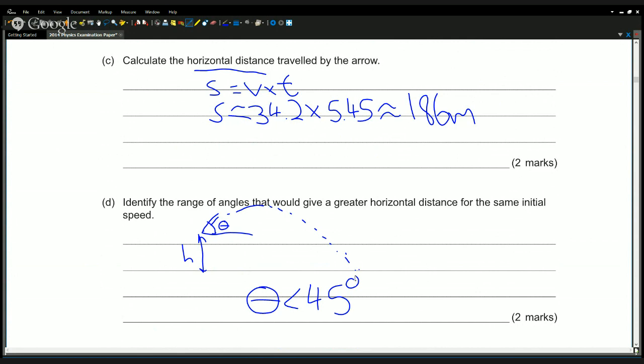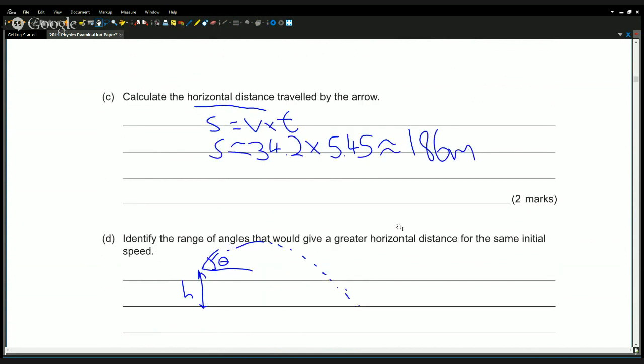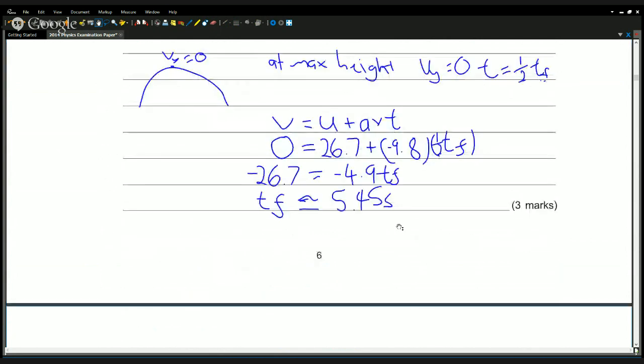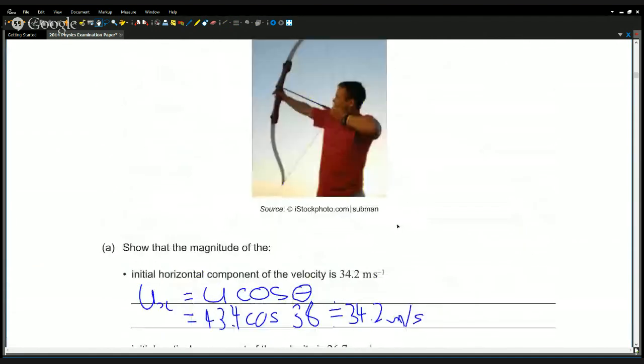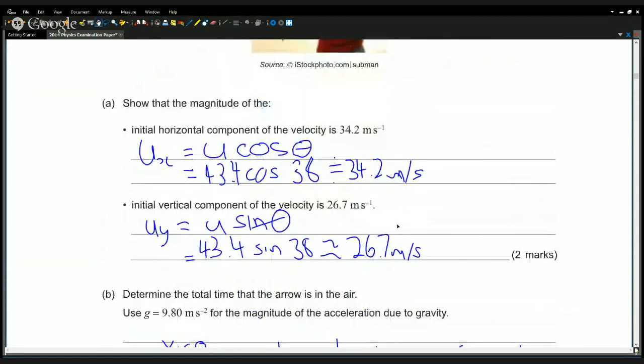So range of angles to give a greater horizontal, actually, sorry. Well, we've done 45. Now this was at 38. Now, just out of curiosity, if we do 38, if we do something like 37, recalculate these. We didn't actually do 45 to start off with.